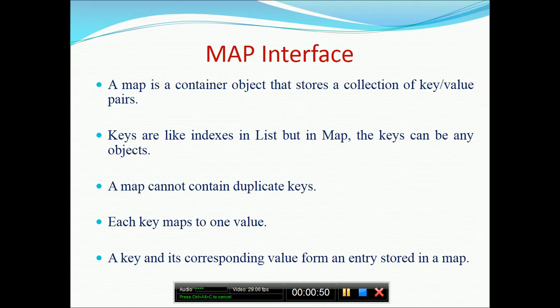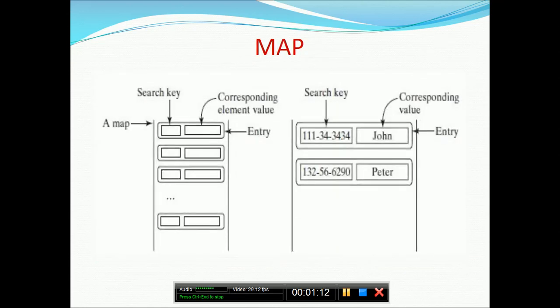A key and its corresponding value form an entry stored in a map. So all the entries in the maps are like key value pairs. A key maps to one value and it is just a form of the entry. You can see here in this diagram we have something called a search key and its corresponding value, and the entire thing is called an entry.